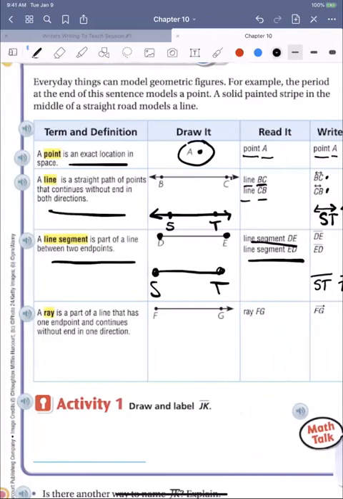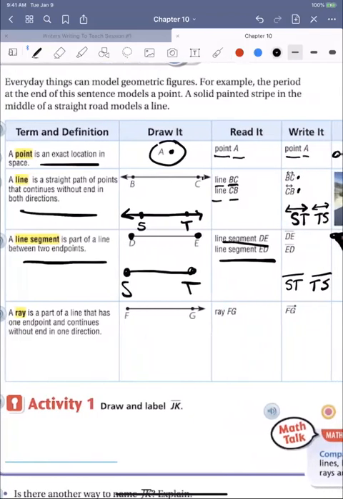Rays are in the bottom of our chart here. A ray is a part of a line that has one endpoint and continues without end in the other direction. So a ray is kind of a mix of a line and a line segment. You can see it starts at point F and goes to point G, but it continues going. We read that as ray FG, and we write it as FG with one arrow.